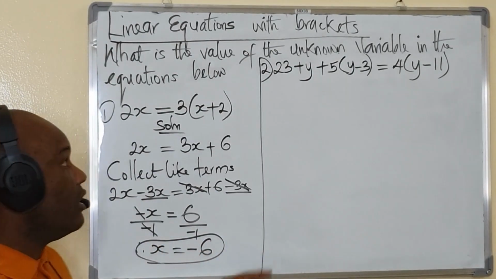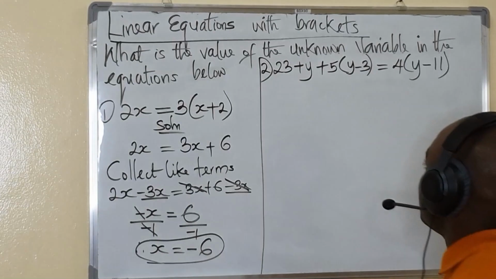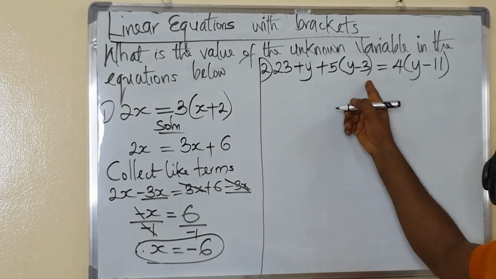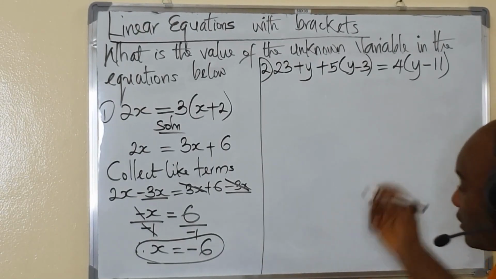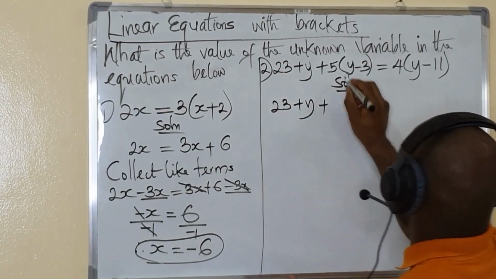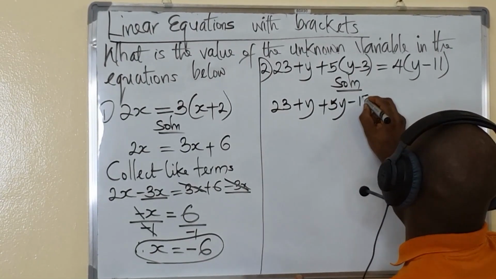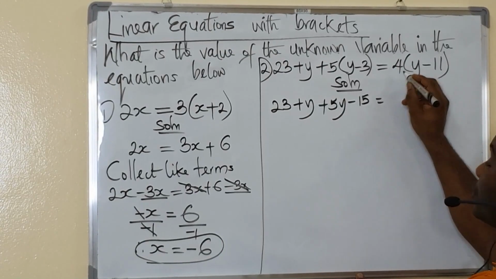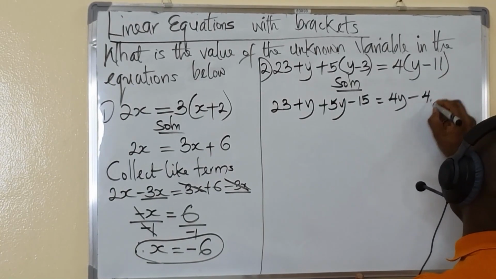Let's try a relatively complex question in number 2 and see how to solve that as well. In number 2, we begin with 23 + y + 5(y - 3) = 4(y - 11). My first focus is opening up these brackets. I just bring down 23, add y, plus, to open up the bracket I multiply by 5. So 5 times y gives me 5y. Minus 5 times 3 is 15. It is equal to the same thing here. I open up the bracket by multiplying using the number 4. So 4 multiplied by y gives me 4y. Minus 4 multiplied by 11 gives me 44.